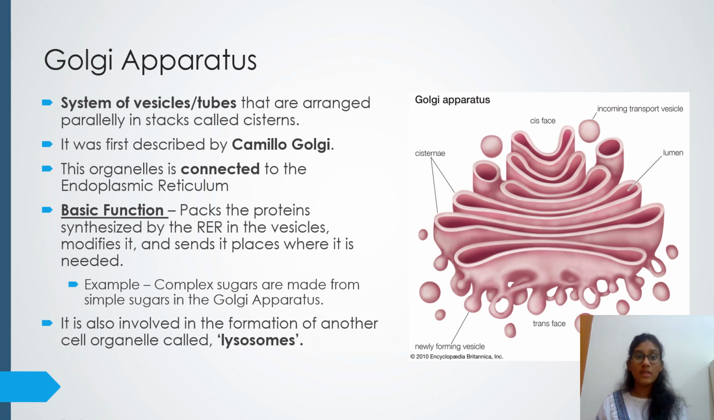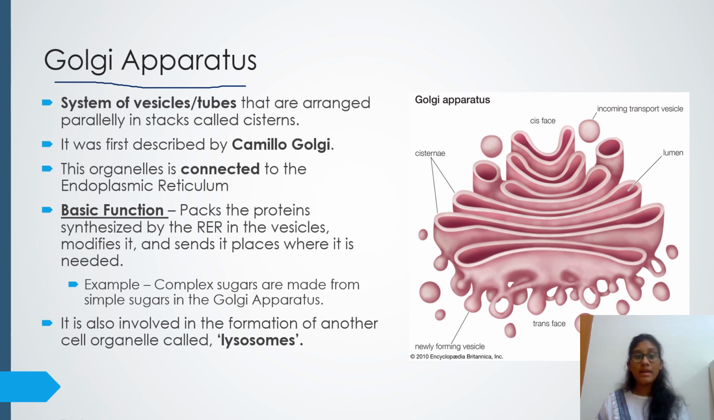The next organelle we are going to see is the Golgi apparatus. The Golgi apparatus is basically a system of vesicles or tubes that are arranged parallelly in stacks called cisternae. As you can see in the image, those two lines, which are also called the vesicles and the tubes, are arranged parallelly, and this arrangement of the vesicles or tubes in a parallel manner forms the cisternae. This organelle, the Golgi apparatus, gets its name from the scientist who first described it, Camillo Golgi.